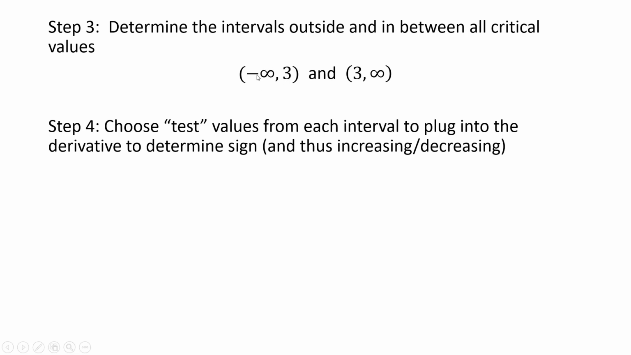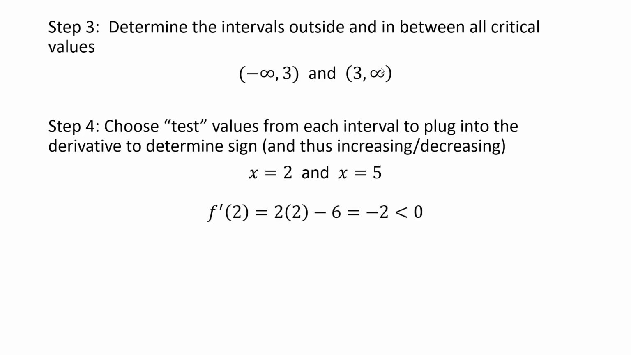Whatever holds true for one value, I can plug in any value in this entire interval. I could plug in 2, 1, 0, negative 72, negative 5,384. You can choose any value in here and plug it into the derivative. Whatever holds true for that one value will hold true for all values. So either your derivative is going to be positive on this entire interval or negative. Same thing for this one. So I just randomly chose 2 and 5. Again, you can choose any value you want. And I'm going to plug those into the derivative.